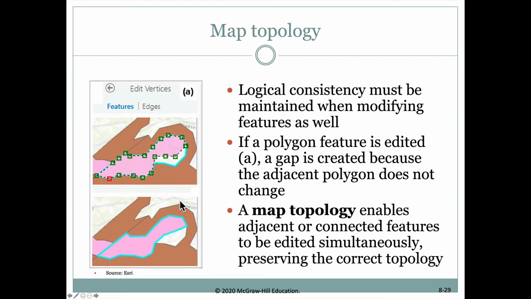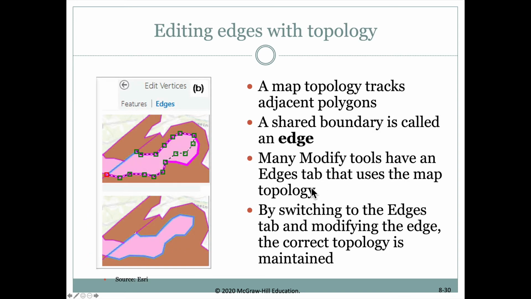So here we're building a new map topology, but what we have to remember is if we build it this way, we're going to have a donut hole here where we don't have any sort of feature associated with this area here. So how can we get around that?